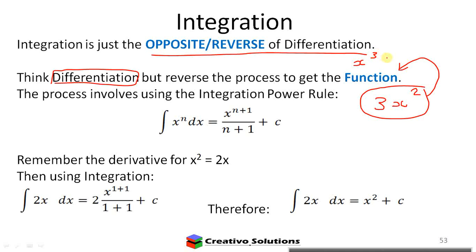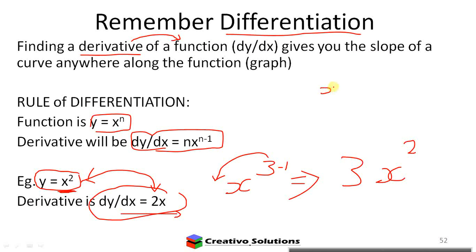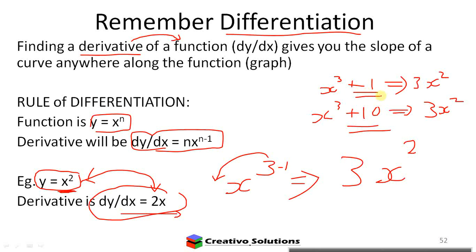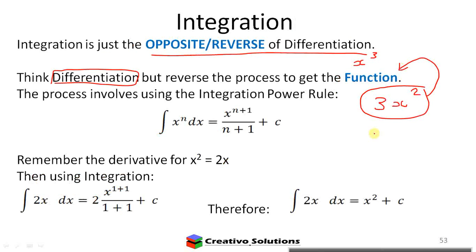It doesn't matter what constant I have. For example, if I had x to the 3 plus 1, what would the derivative be? 3x squared. Exactly. If I had x to the 3 plus 10, what would the derivative be? 3x squared. Exactly. So do you agree? It doesn't matter what the constant is. The constants fall away when you have a derivative. So when doing integration, you're going backwards. You're taking what you started with and moving one step back.